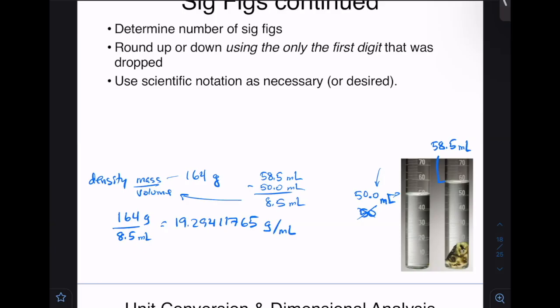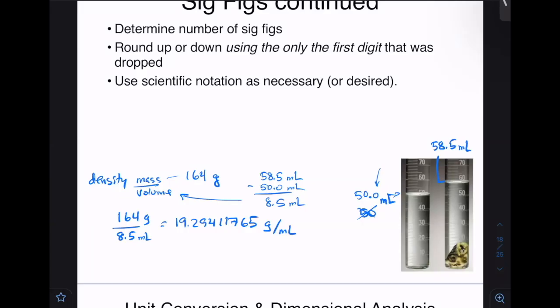I heard 2 and 3. How many think it's 2? How many think it's 3? Okay. Why is it 2? What's that? Weakest link. So because there's 2 sig figs in the 8.5. But wait a minute, a lot of people said 3. So someone who said 3, why is it 3? Go ahead. That's right, because the 50.0 and the 58.5 had 3 sig figs.